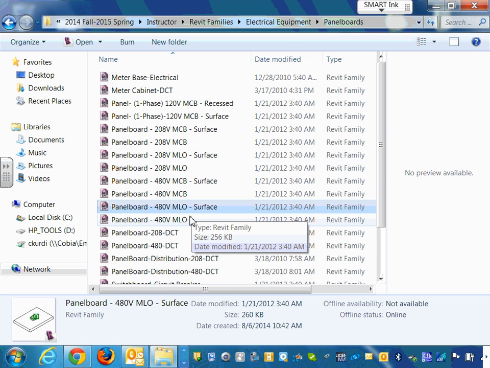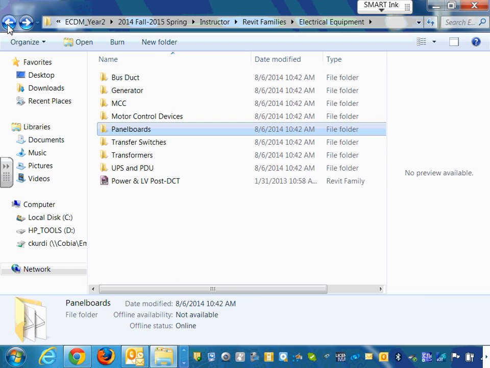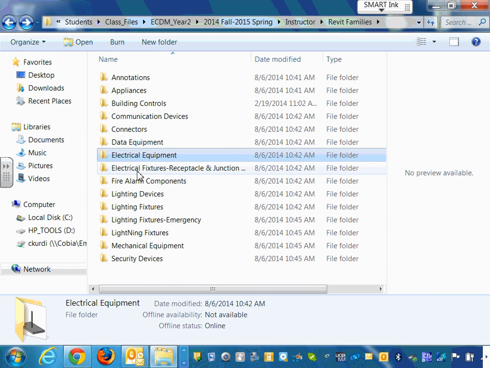Look at the 480. Do we need to use any of these 480 panels in this project? No. But remember, these families are for two projects, this project and the spring. You guys are going to be using the same families. So this will give you all the families about the panels that you have here. And again, we'll use them as we go.